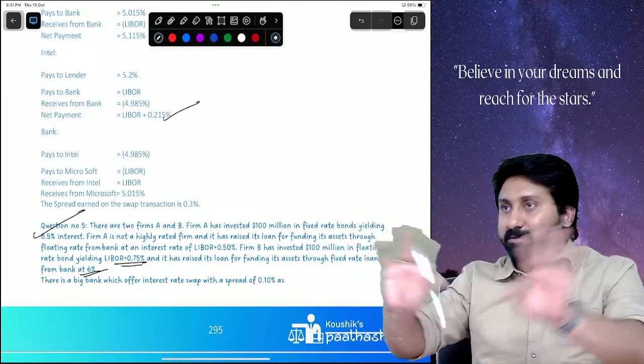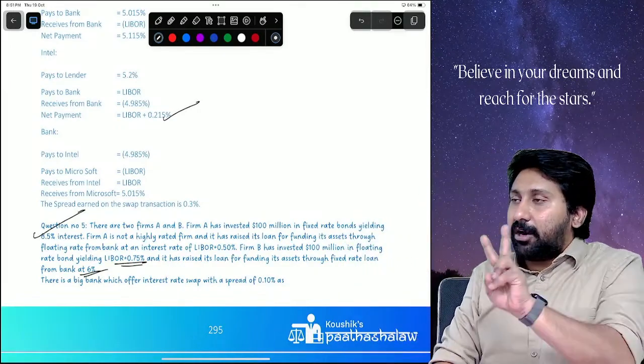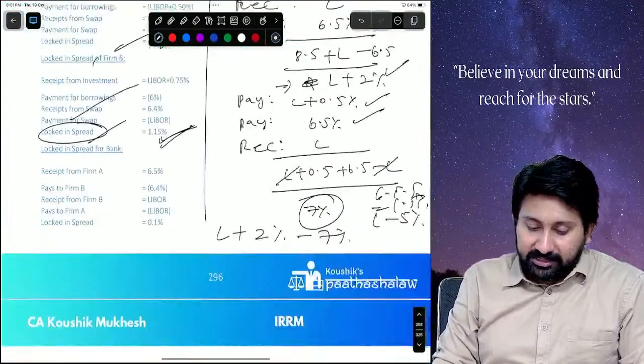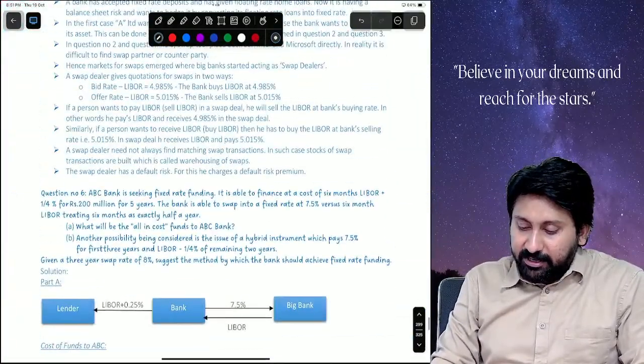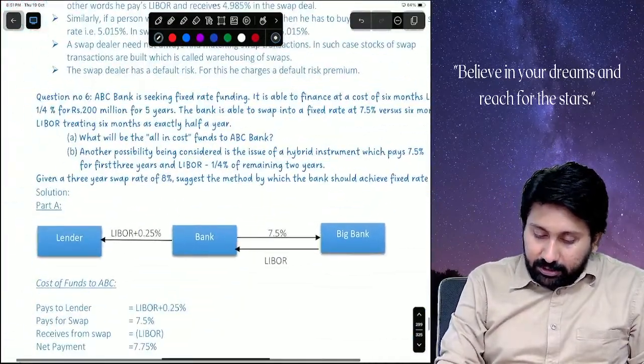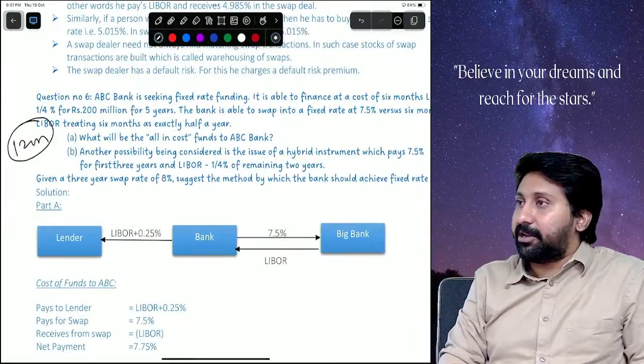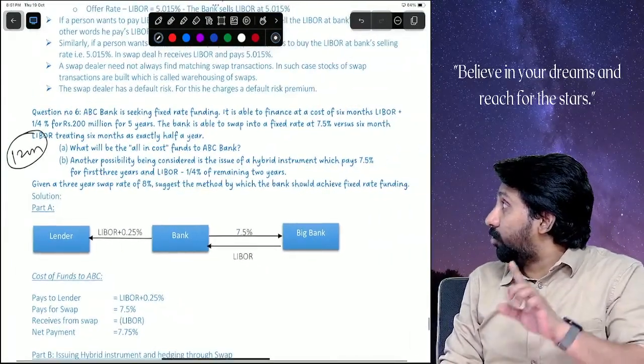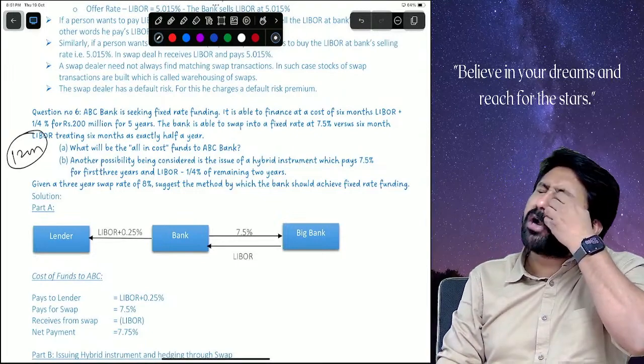Still there are 2 types of questions. Those are called swap arbitrages. This is a 12 marks question that came in the examination. This we will discuss in tomorrow's class because this requires a lot of clarity.